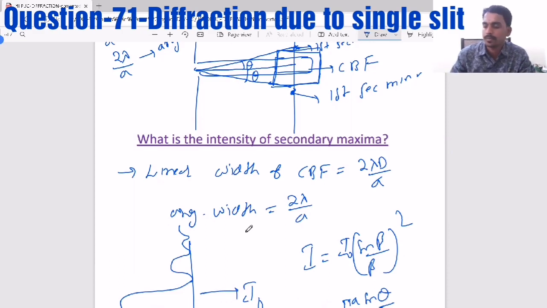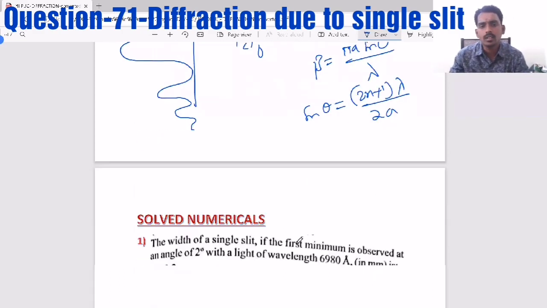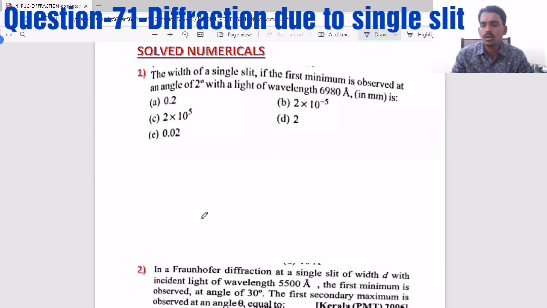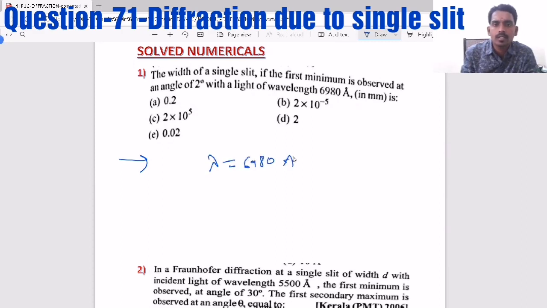Now let's see a few examples based on the formulas we have taken. The very first one is the width of a single slit. The first minimum is observed at an angle of 2 degrees with light of wavelength, which they have given as 6980 angstroms.